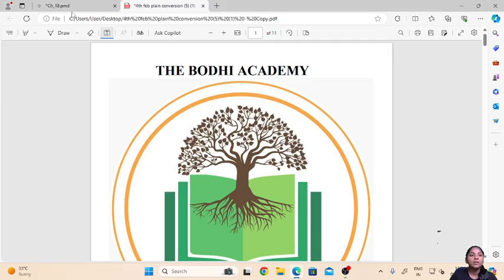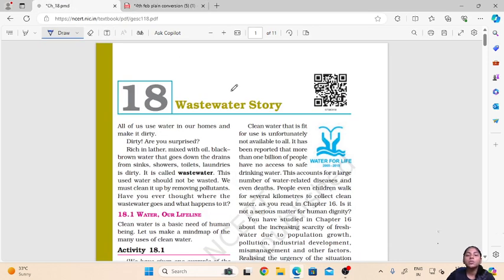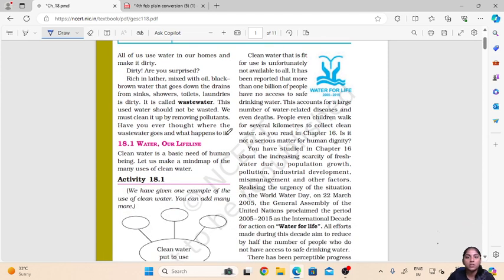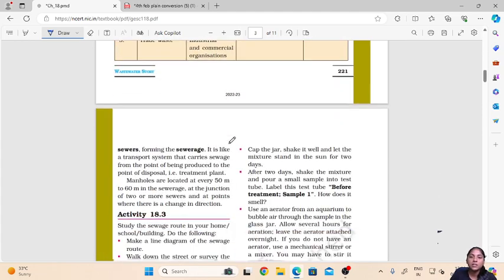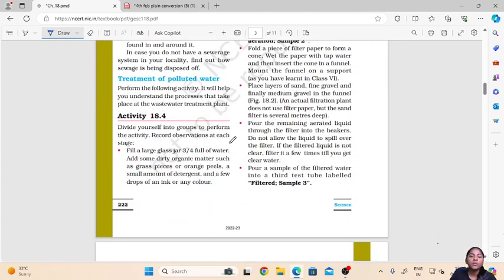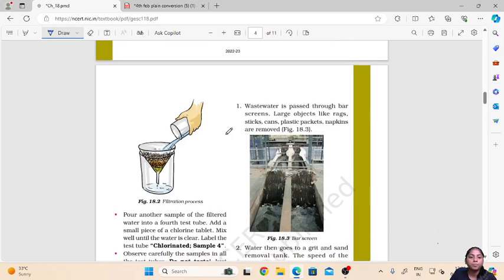I am Mahanta and today we will continue the class 7 science chapter wastewater story. So in the first part of the video we have seen what is wastewater, how we use water and what is sewage, the composition of sewage, then what are sewers and sewerage. We have also seen how water gets polluted and what are the pollutants which contaminate the water.